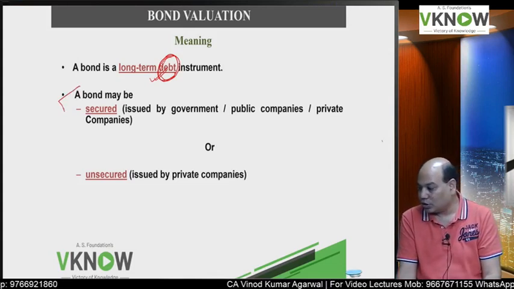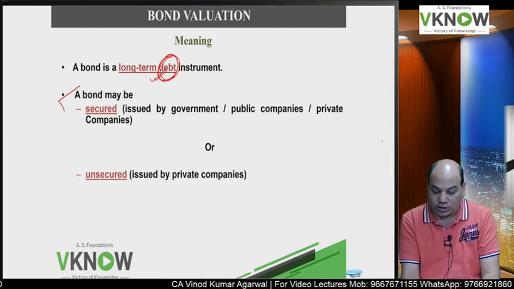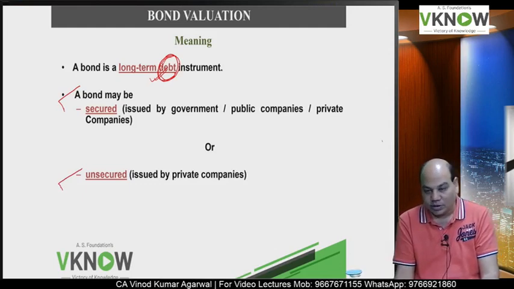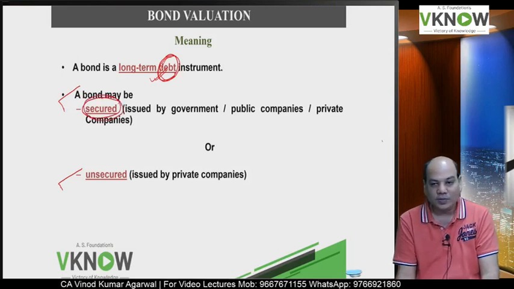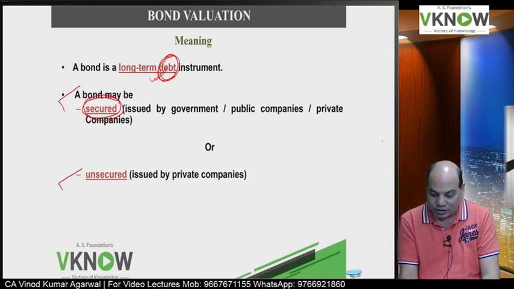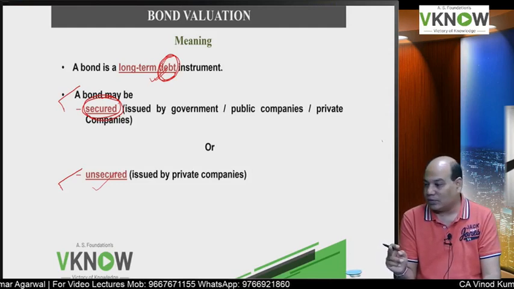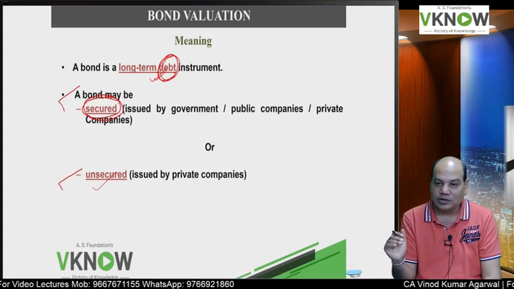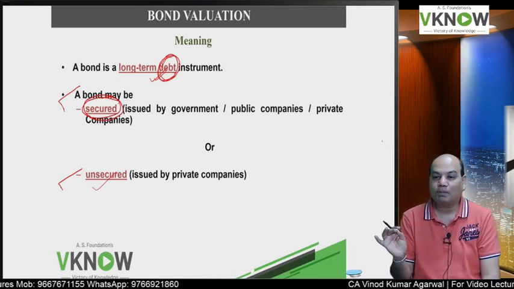Can it be secured or unsecured? Bonds are usually secured, but bonds can be unsecured also. Secured bonds are issued by government, public companies, private companies. Secured means in case the company defaults in repayment, the assets of the company can be sold. Is it right? And unsecured means there is no security. But if the company goes into liquidation, they will receive the amount as unsecured creditors. They will not get any preference, but they will receive their amount as unsecured creditors. Unsecured bonds are usually issued by private enterprises.